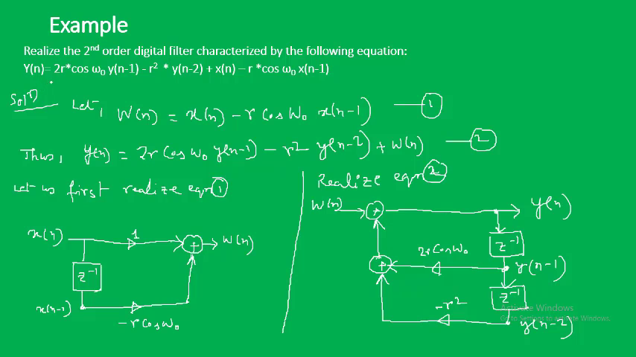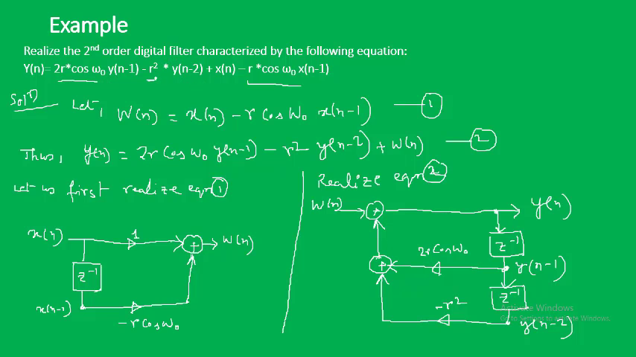So y of n is equal to 2r cos omega naught y of n minus 1 minus r square y of n minus 2 plus x of n minus r cos omega naught x of n minus 1. So don't get afraid of these terms. These are just the coefficients. So if we have the value of omega naught and r, we can find some numerical value. Just like in IIR filter realization, we have used some numerical value. So here also you can have some numerical values, or this kind of tricky questions also you may get.